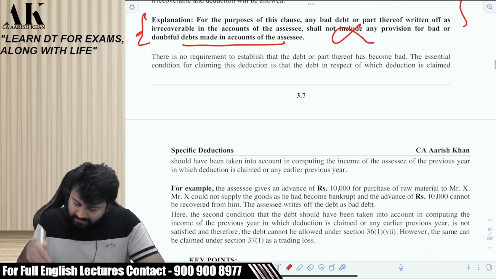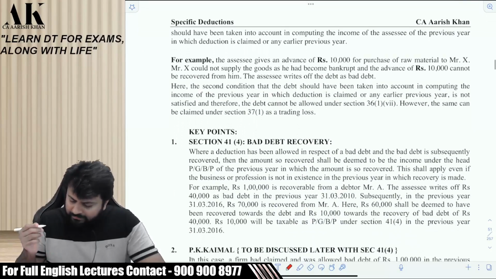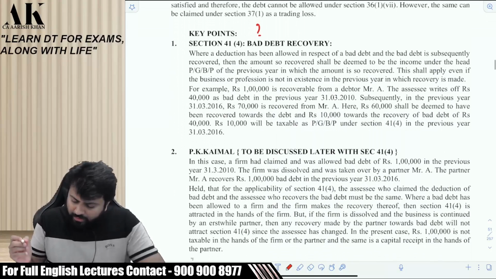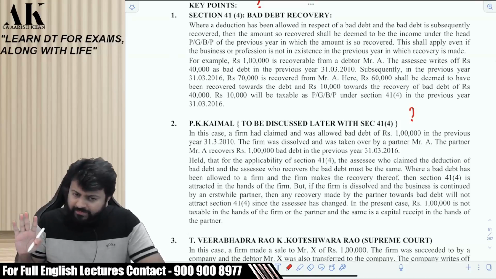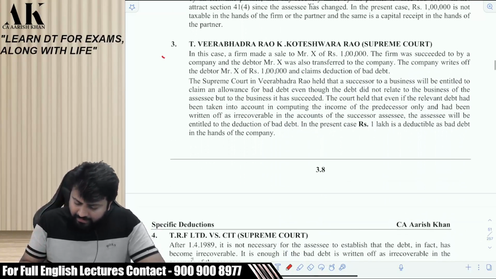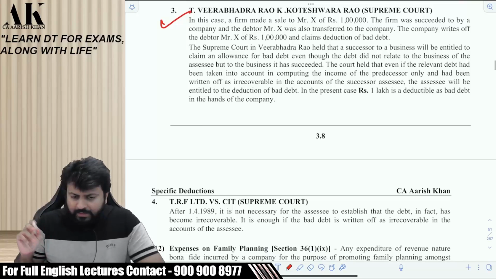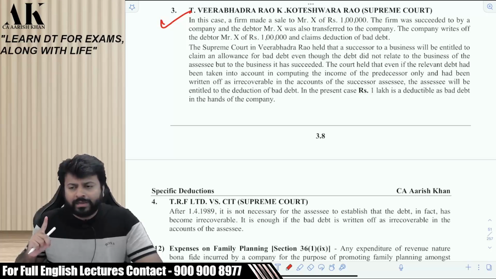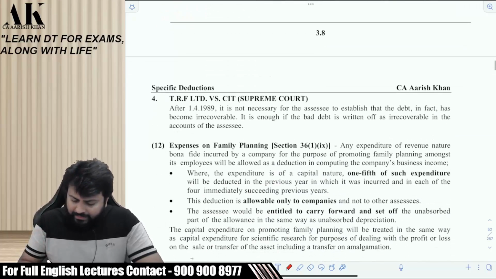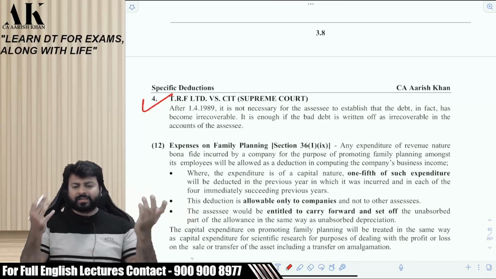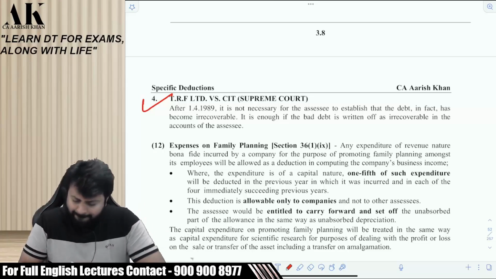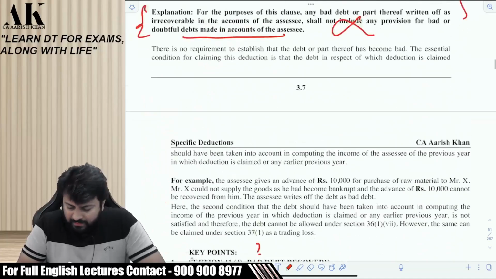Clear? Then there is an example which I have given you in class. Okay. 41.4 I am keeping on hold because 41.4 is about recovery of bad debts. For that I need to explain to you the deemed income section, which I will be explaining later on. Don't worry. Then T. Veerabhadra Rao v. Koteshwara Rao, I have just explained to you that if somebody else has sold the goods and you are acquiring that company, that entity, then you will be eligible for that deduction. Don't worry about it. And then TRF Limited, which says that it is not necessary to prove that your debt has become bad. You have to just take the deduction of that. Is it clear? Okay.